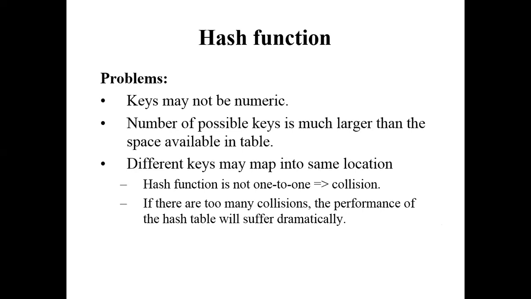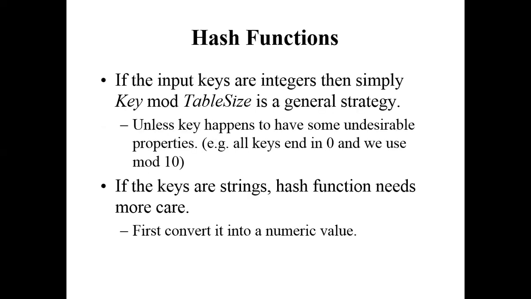The problems you face in a hash table are that keys may not be numeric, and the number of possible keys is much larger than the space available in the table. So different keys may map into the same location. For example, the key value John may be mapped to location 1, and at the same time the key value January also maps to the same location 1. At that time we say a collision occurs. For that we have many collision resolution strategies.